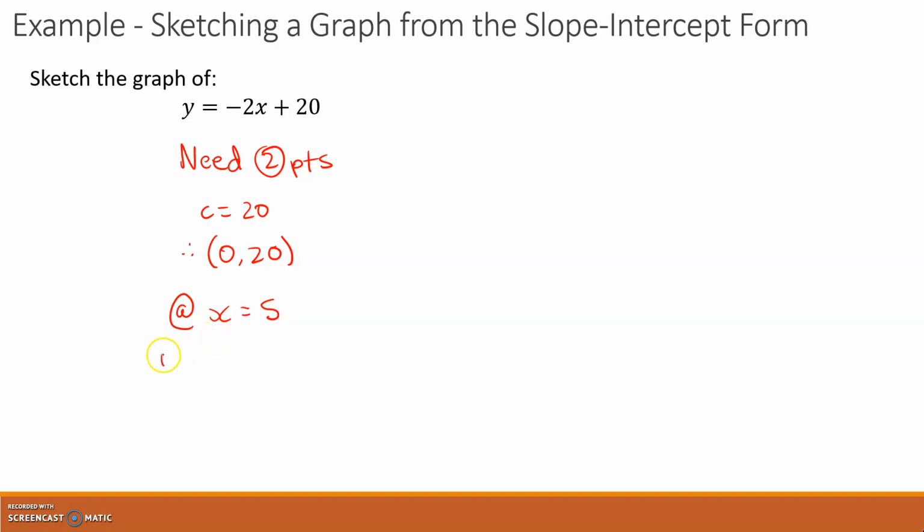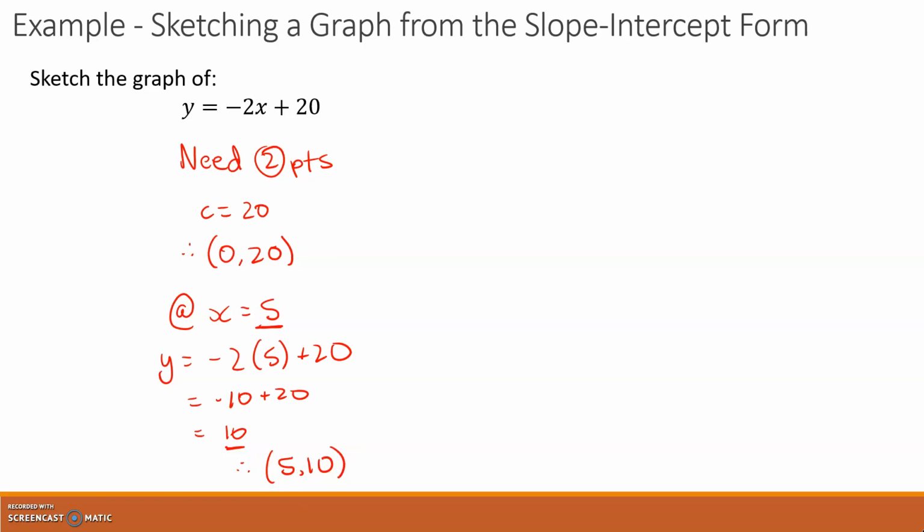And let's find out. y is equal to negative 2, now x is replaced with 5, plus 20. So negative 2 times 5 is negative 10, plus 20. Negative 10 plus 20 is positive 10. So now I've got an x value of 5 and a y value of 10. So therefore the point (5, 10) exists on our line. So now we've got both points.